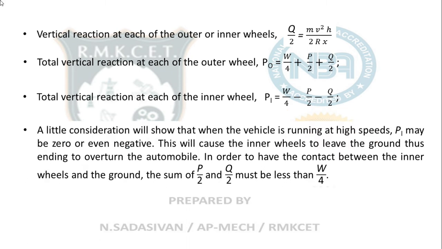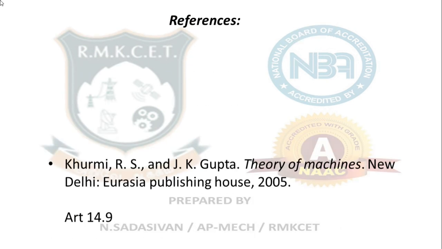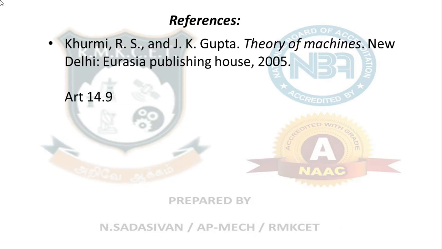A little consideration will show that when the vehicle is running at high speeds, for the inner wheels, what they are trying to say here is, if you add these two and this value exceeds this value, it means your car will roll to the right. It will undergo an accident. That is the meaning of this paragraph. This is taken from your Kummi textbook, section 14.9.